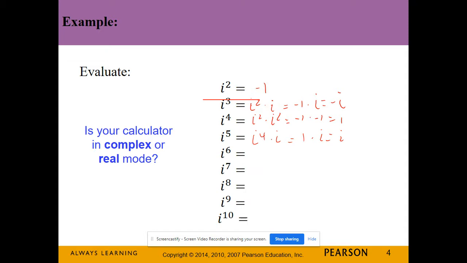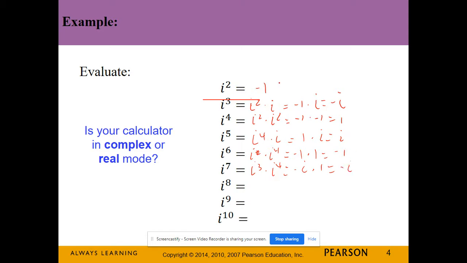Okay, i to the sixth, you could argue is just i squared times i to the fourth. If i squared is -1 and i to the fourth is equal to 1, then -1 times 1 is -1. i to the seventh, you could say is i cubed times i to the fourth, where i cubed is -i and i to the fourth is 1. So -i times 1 is just -i.